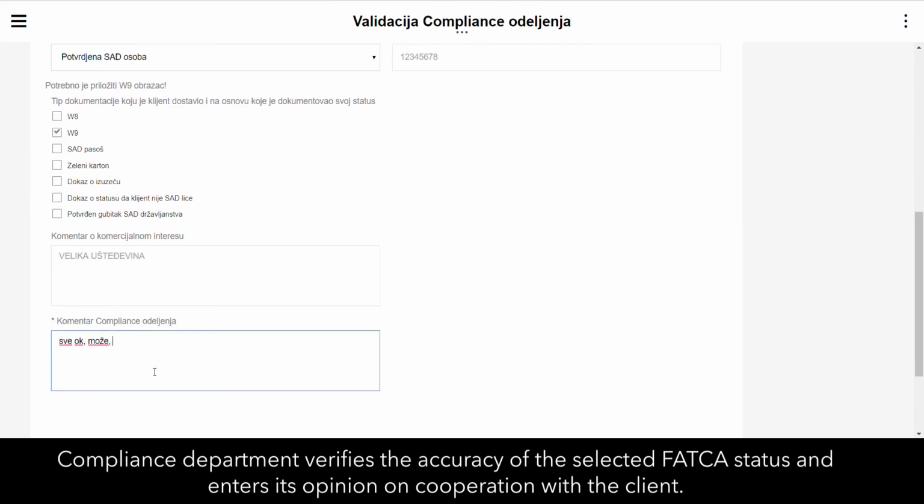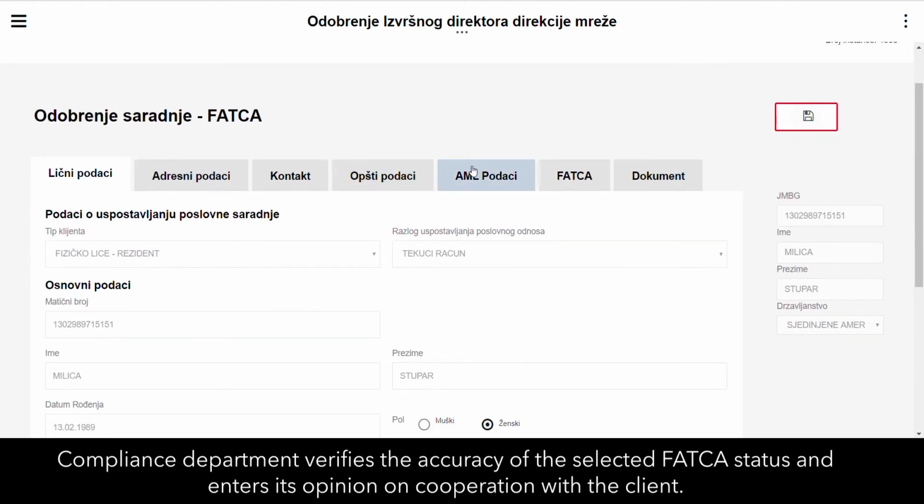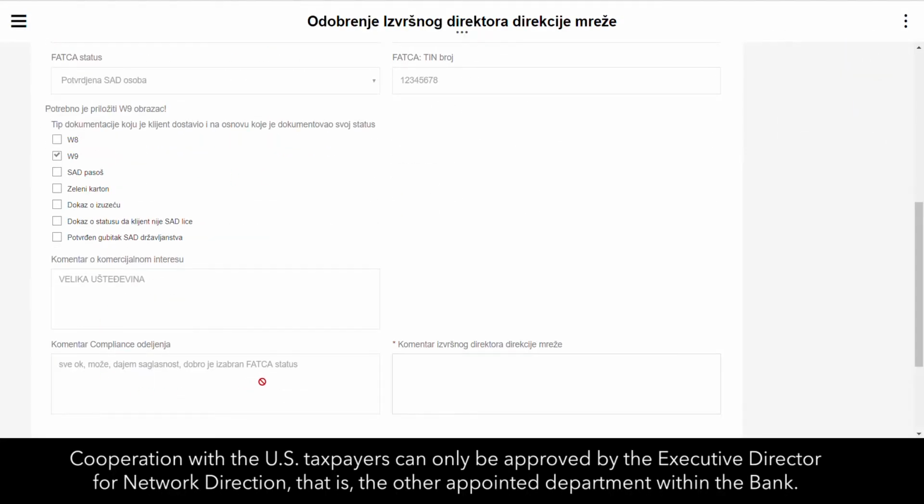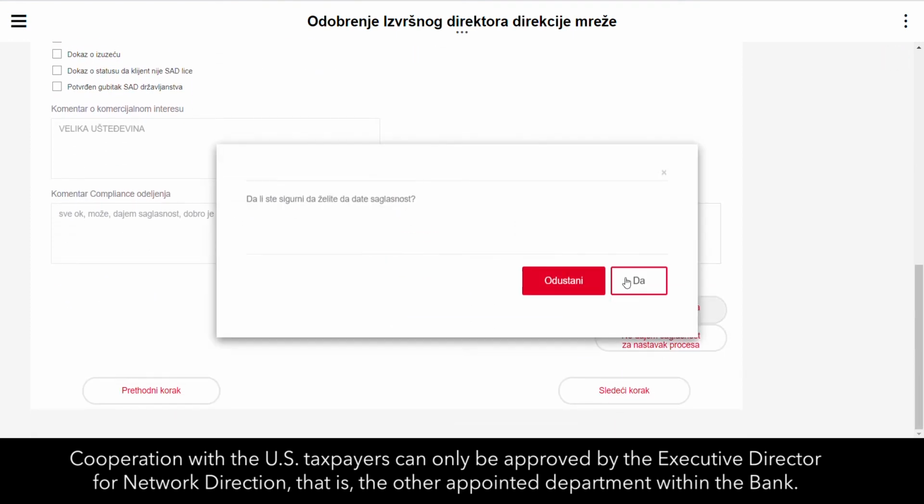The compliance department verifies the accuracy of the selected FATCA status and enters its opinion on cooperation with the client. Cooperation with US taxpayers can only be approved by the Executive Director for Network Direction, that is, the other appointed department within the bank.